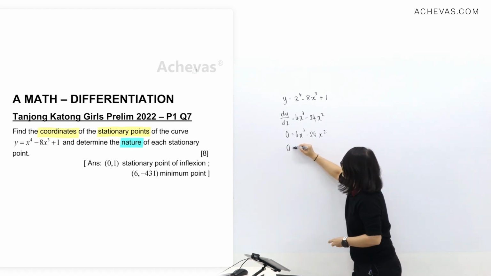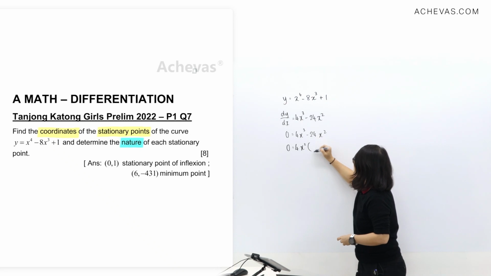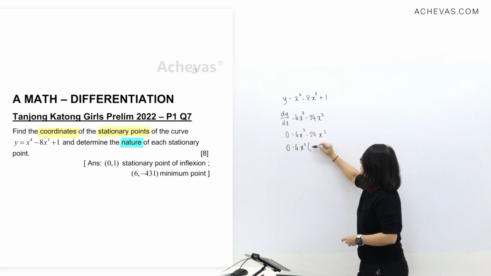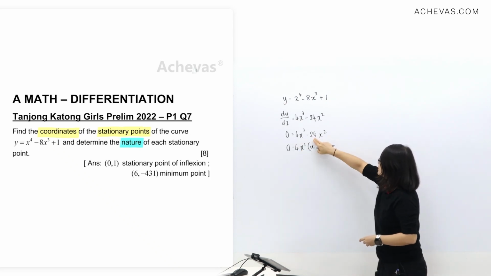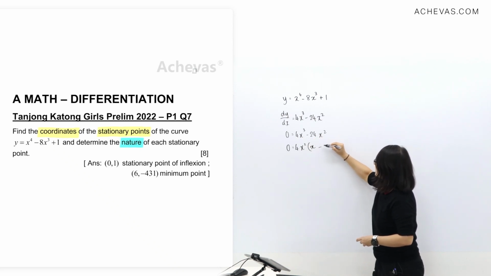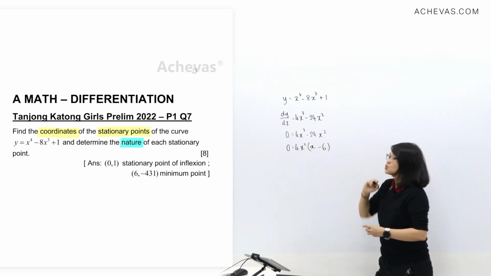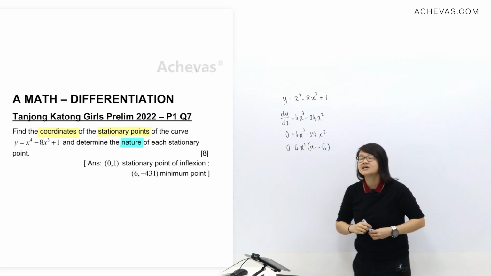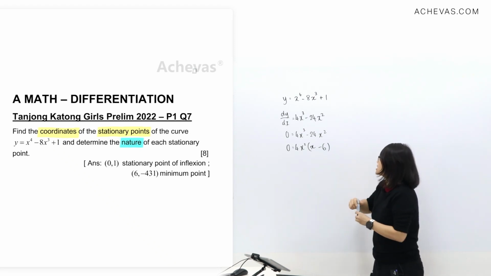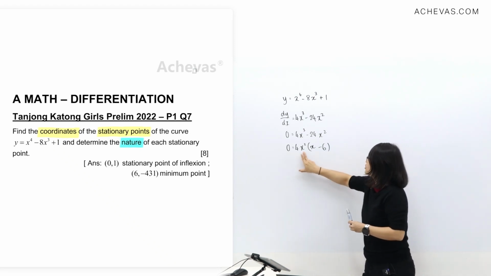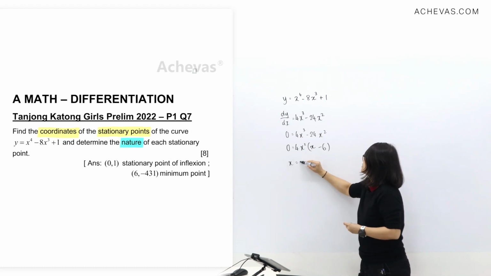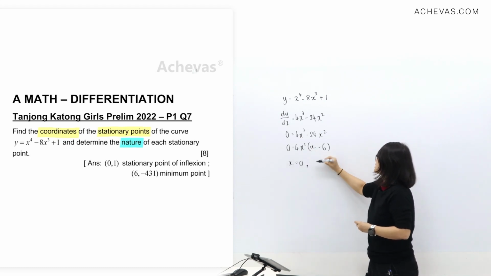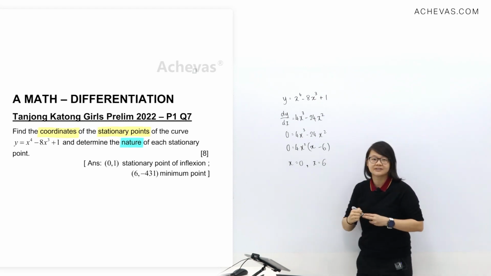So next step, I'm going to factorize 4x squared. Factorizing 4x squared leaves me with x for the first term. Factorizing 4, I have a negative 6, so x squared is taken out. So I have x minus 6 in the bracket. Next, let's solve for the x value. To get 0, either x equals 0 or x equals 6.